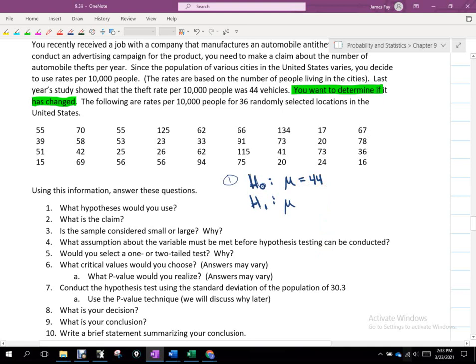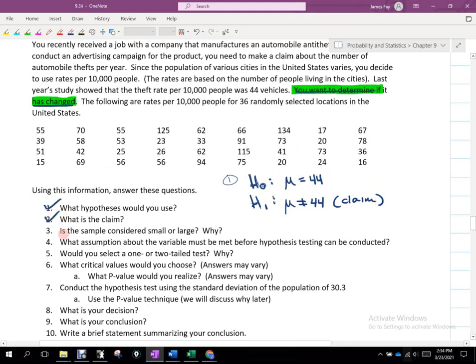And that may be a fact that came from, maybe this company does this study every year, every 2 years, every 3 years, something like that. So maybe that information, that 44, comes from a previous study that they've done. We want to determine if it has changed. Does it say a direction that we want it to change? No. So what symbol do we use down here on the alternative hypothesis? Not equal to. And we already talked about the wording and why we would make this the claim. So set up the hypotheses and then establish the claim.